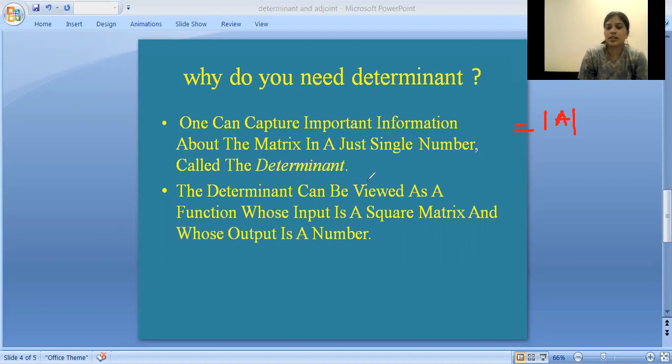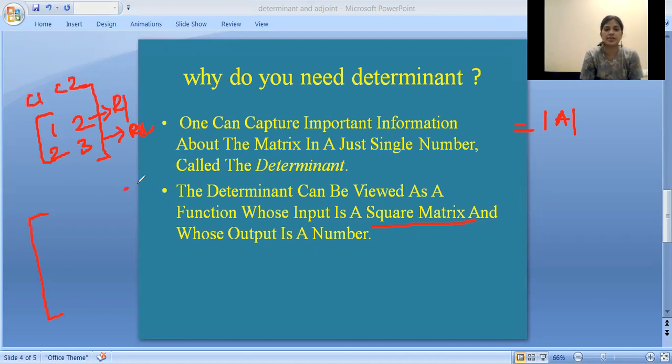And in this, the input will be a square matrix for the determinant and output is a number. Square matrix means the number of rows should be equal to the number of columns. The input should be a square matrix. For example, if it is a 2 cross 2 matrix, you have to give 2 rows and 2 columns. So this contains 2 rows and 2 columns. If you are going to apply the determinant for the 3 cross 3 matrix, that will contain 3 rows and 3 columns.